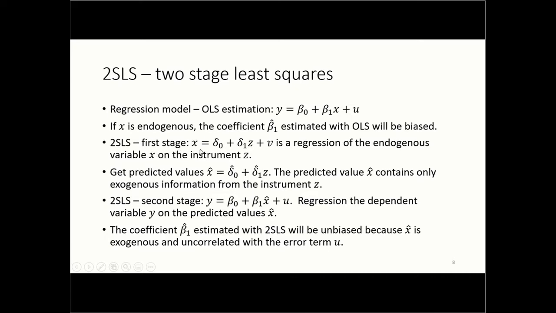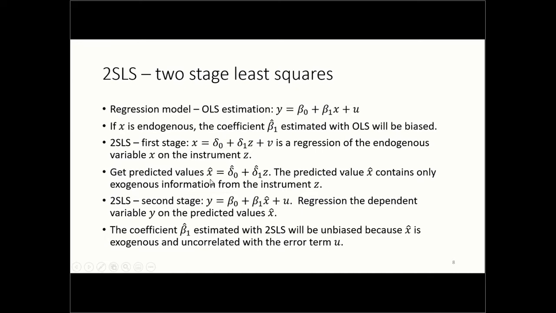In the first stage, what we will do here is regress x, which is our endogenous variable, on an instrument z. That would be the regression of the endogenous variable on the instrument z. Then we would get the predicted value x hat. This x hat is now the predicted value coming from this equation, and these are the coefficients. Notice that we don't have y, the dependent variable, in the first stage of the two-stage least squares. We have x, the endogenous variable.